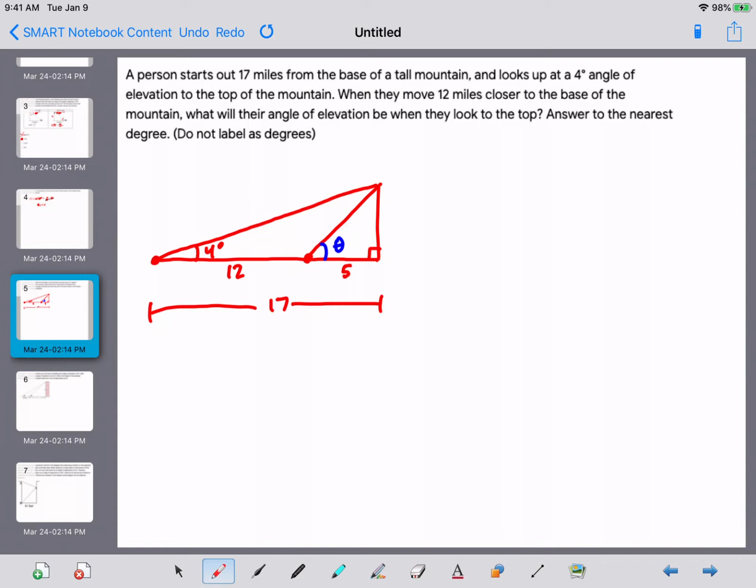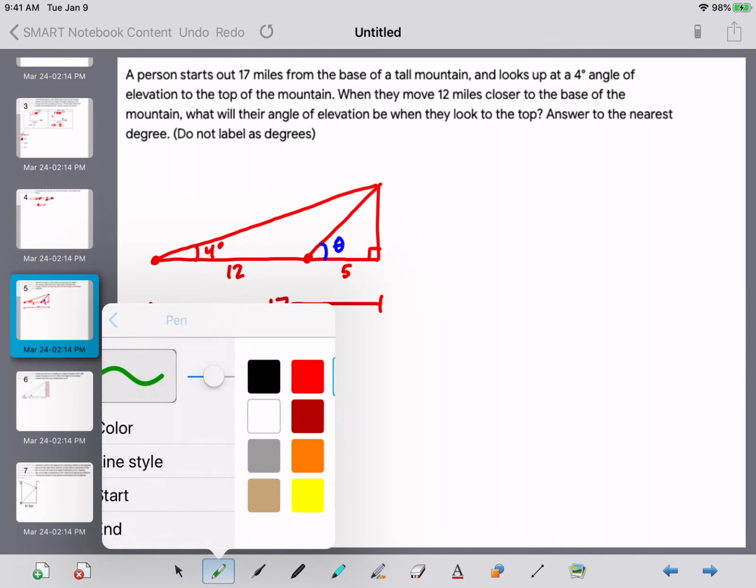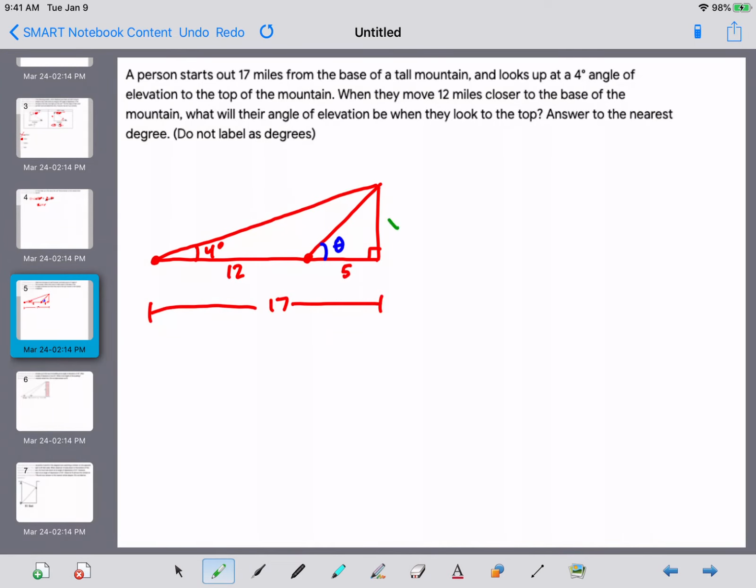So this is going to end up being very similar to what we did in that tree problem. That was the second problem. First, we're going to find the height of the mountain, which I'm going to call x. And we are going to do that by using the larger right triangle here, since we know more about that.